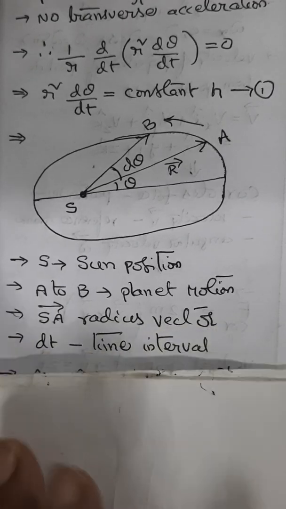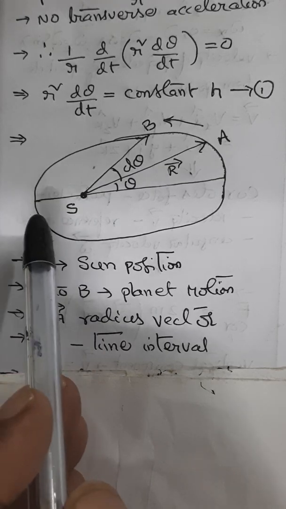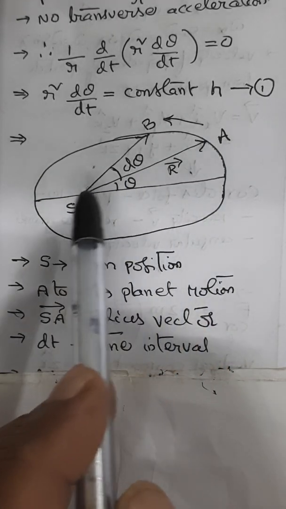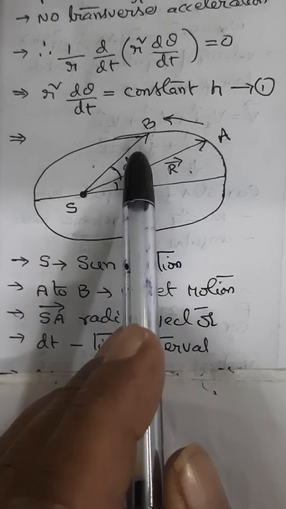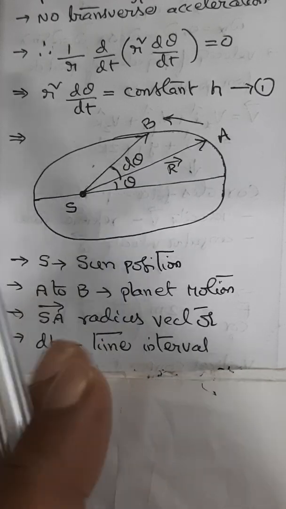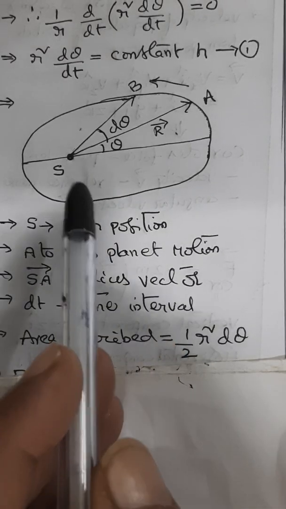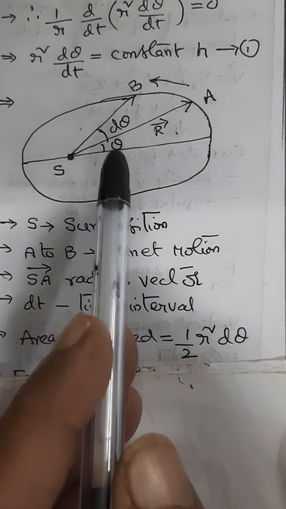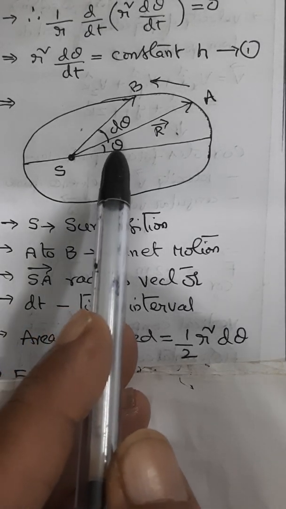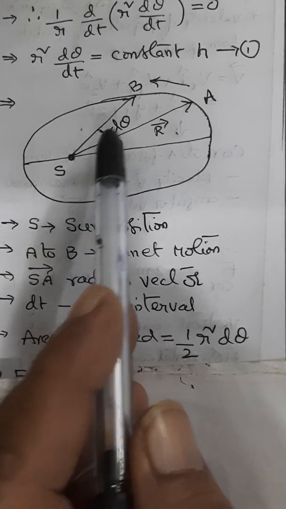What this figure says is, we are assuming in this elliptical orbit, the sun is at this position, A to B is the planet's motion along the orbit, SA is the radius vector, and dt is the small time interval we are measuring, in which it makes an angle dθ. So the area described will naturally be 1/2 r² dθ. This quantity is nothing but the area described by this radius vector SA.